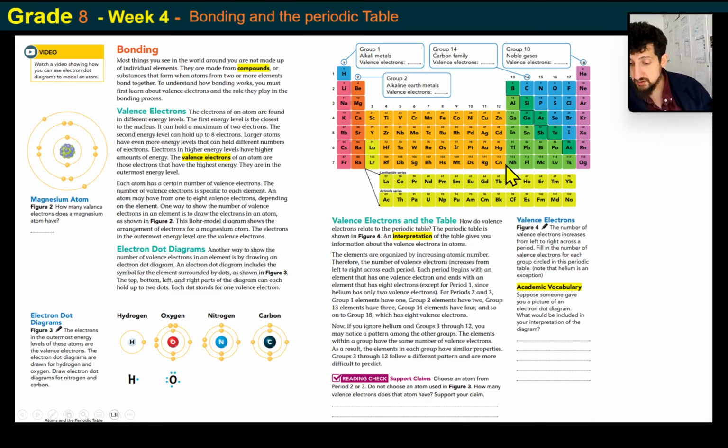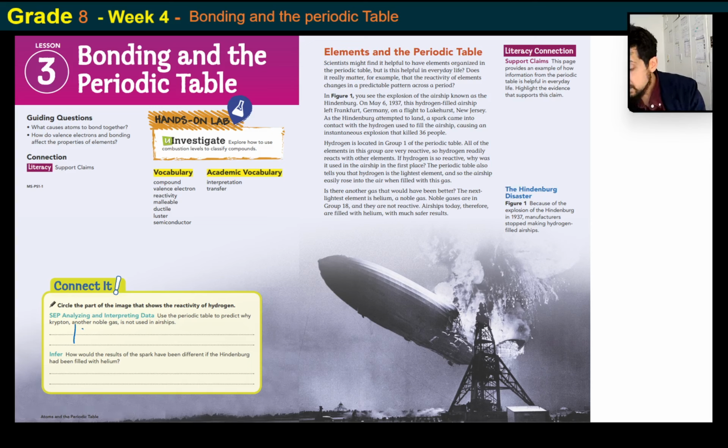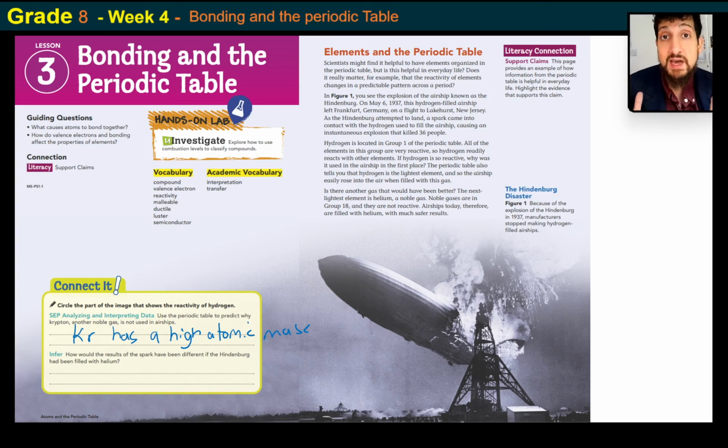Krypton has a high atomic mass. What does that mean? It means it would have never taken off. This airship would have been a ground ship. Krypton is heavy. Yeah, so not all gases have the same mass, just like not all solids have the same mass. So it would have just stayed on the ground. Krypton was just far too heavy. Even though it was stable compared to hydrogen, it is just far too heavy.